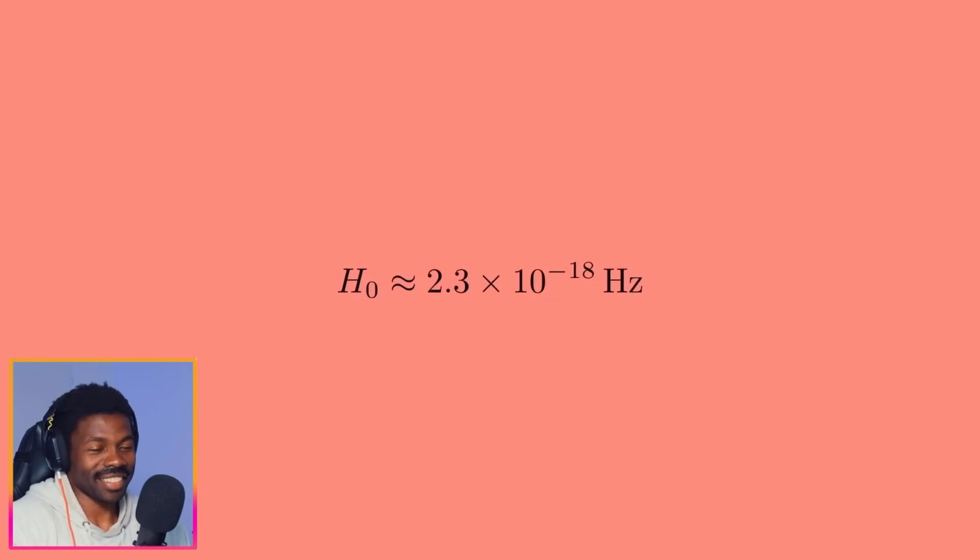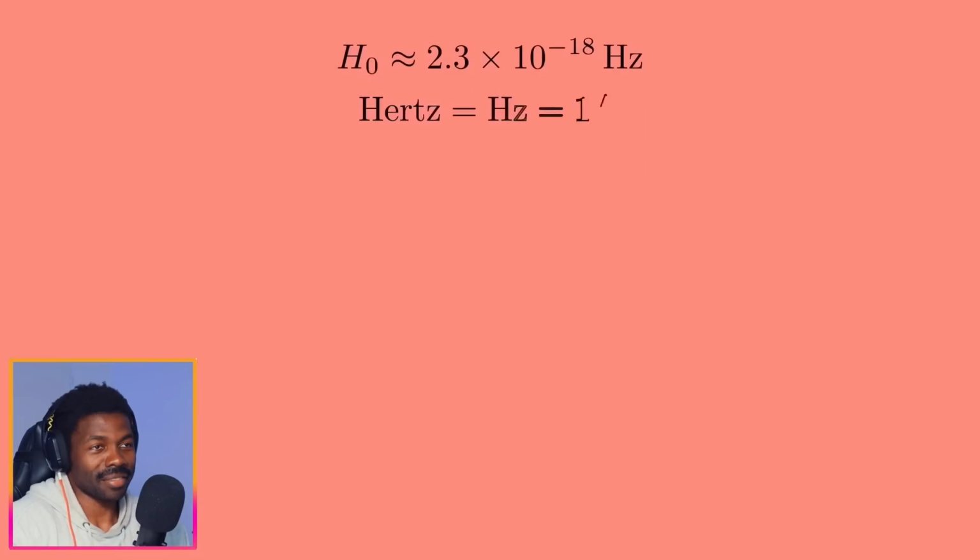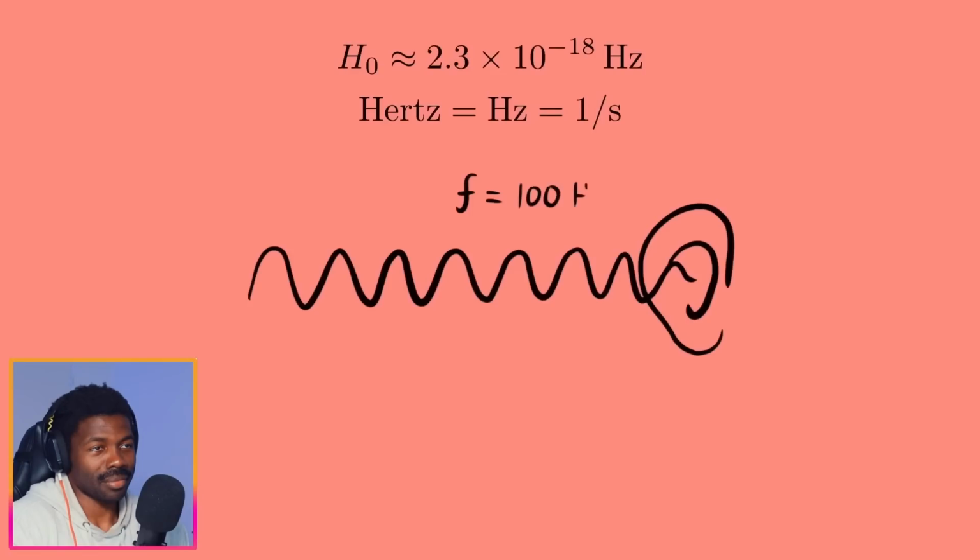Frequency. Hertz is a measure of frequency, and it's equal to inverse seconds. Why? Well, let me give an example. Let's say a sound wave has a frequency of 100 Hz. That means 100 waves are entering your ear every second. A different way to measure this would be to measure the time interval between two consecutive waves, which in this example would be 100th of a second.